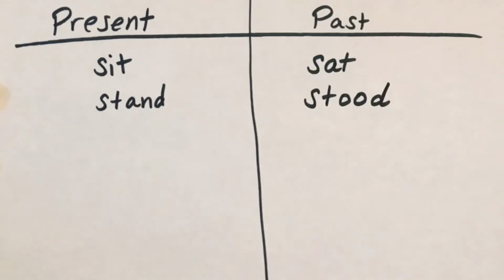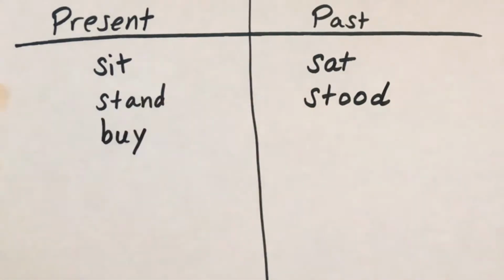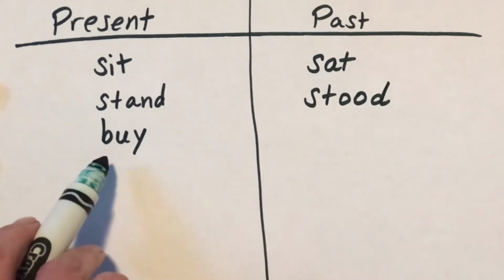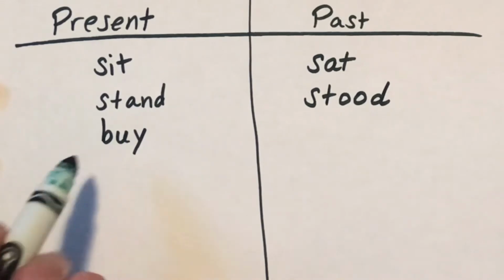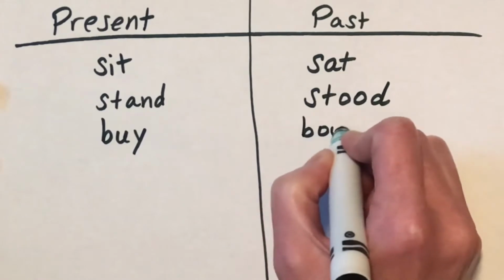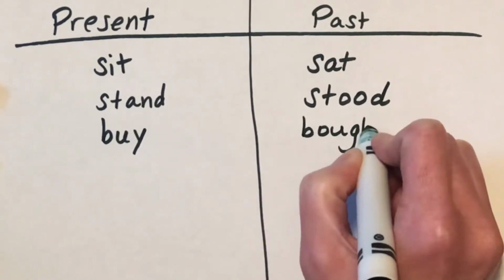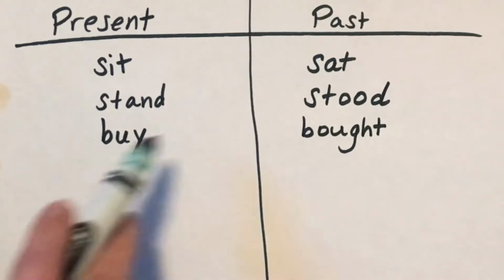Let's say that you went to the store and you decided you wanted to buy something. Maybe you wanted to buy some crayons. If I put this verb buy into the past tense, it's not going to be buyed, it's going to be bought. So again, the past tense of buy is bought.